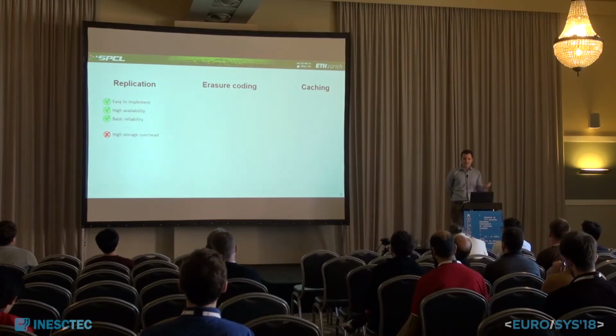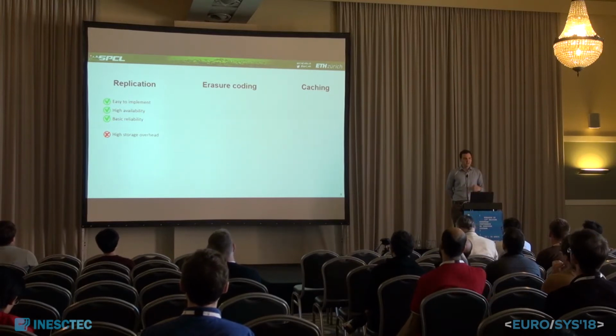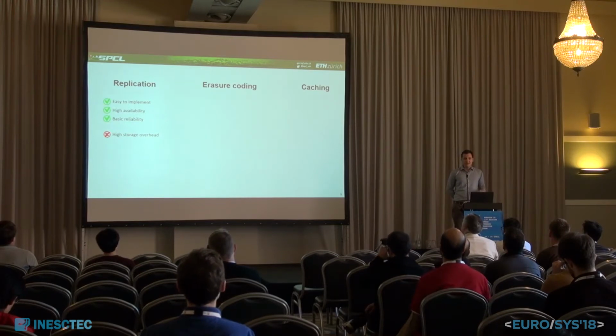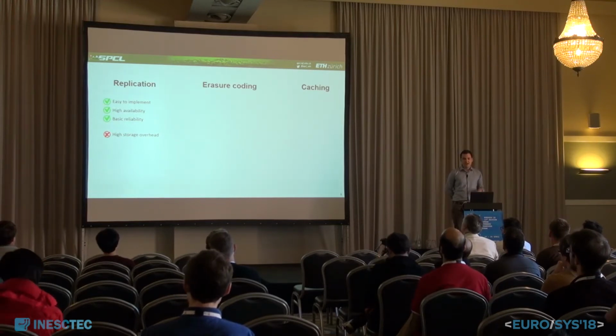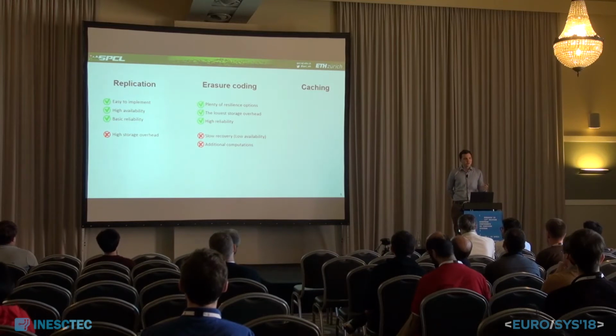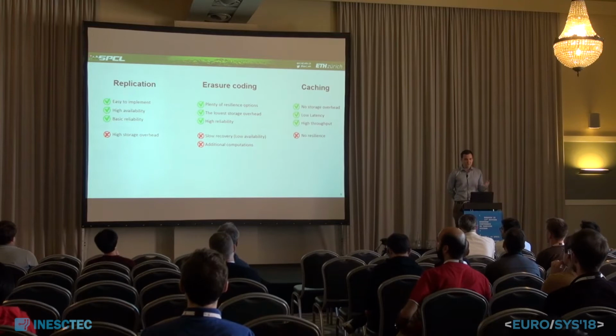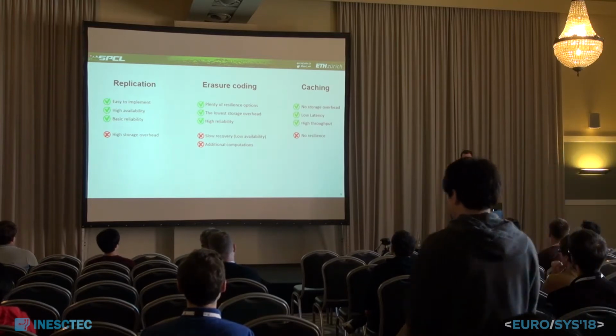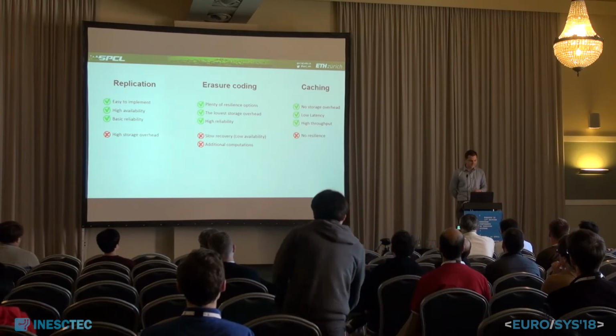So different storage schemes have different advantages and disadvantages. Replication is a simple scheme which provides a decent level of reliability and availability. However, it has really high storage overhead. On the other hand, Reed-Solomon codes provide the lowest possible storage overhead, but it involves computation to generate, update, and recover data. And finally, caching is the fastest way to store your data since there is no redundancy. However, it's not fault tolerant.